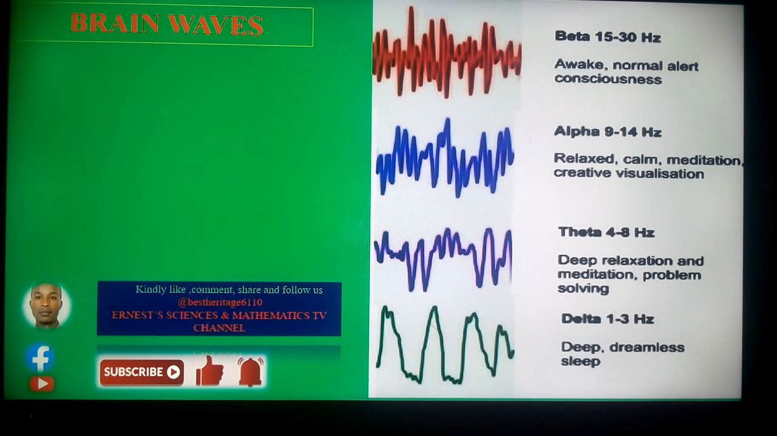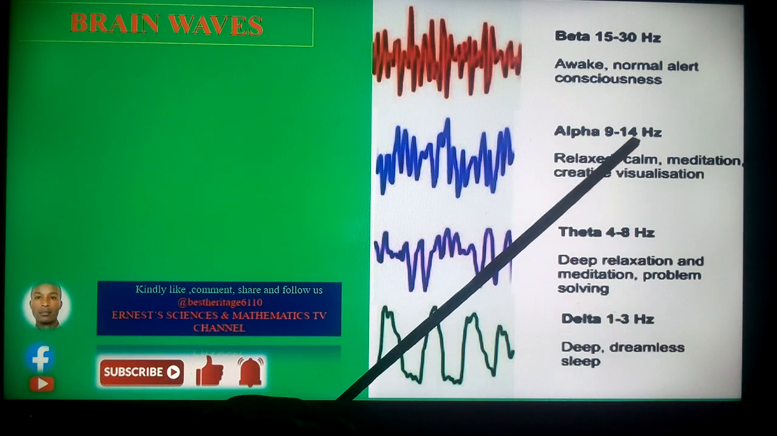This is going to consist of four various types of brain waves that we're going to come across. The first one is referred to as beta, and then the next ones are alpha, theta, and delta in that specific order. These brain waves have been given in terms of increasing frequency. Delta is a brain wave that is between 1 to 3 hertz, which is the unit for measuring frequency. Theta is between 4 to 8 hertz, alpha 9 to 14 hertz, and beta 15 to 30 hertz.